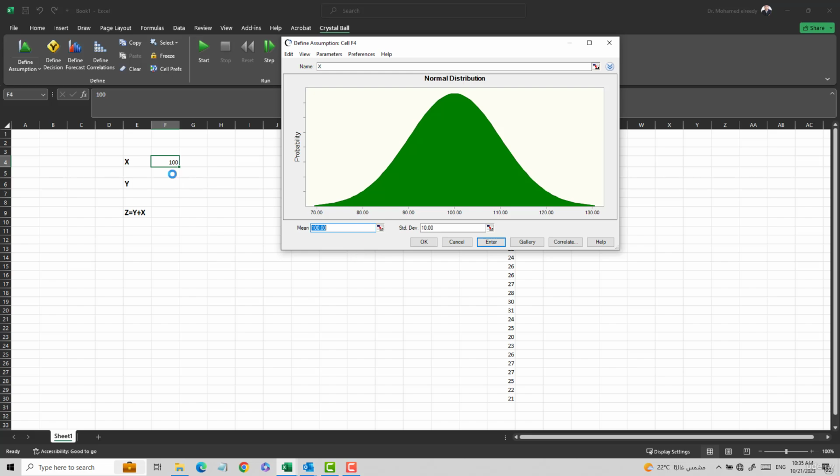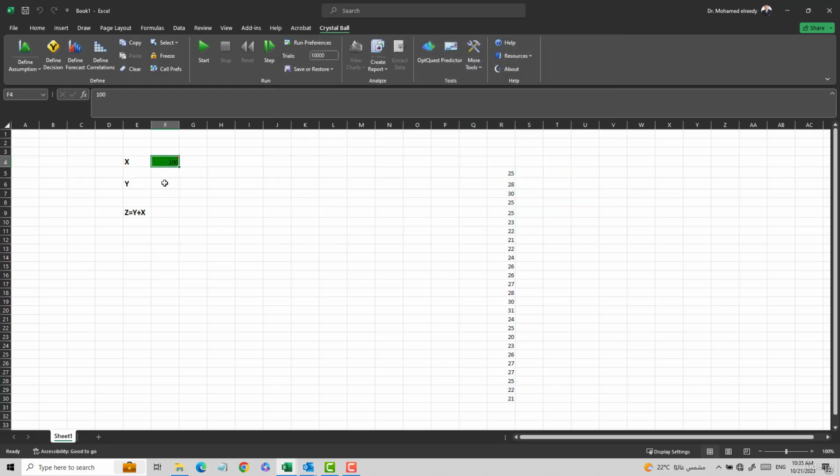So I assume the x variable will be from this data. What about the y? Y will be from this data. I don't know its probability distribution, but I know this is the data that we have from past experience for this variable, and I need to define it. I think here the average would be around 25, I know this data from sensing. I choose here define assumption.